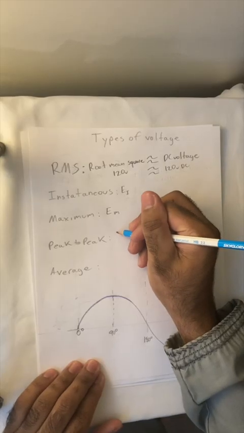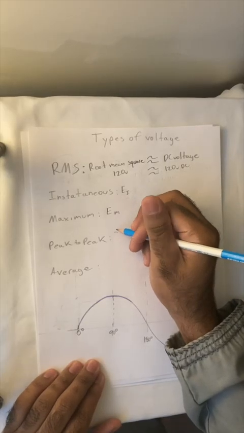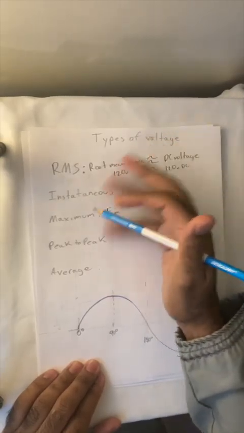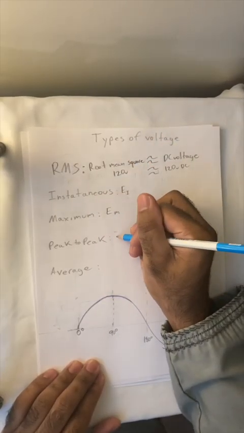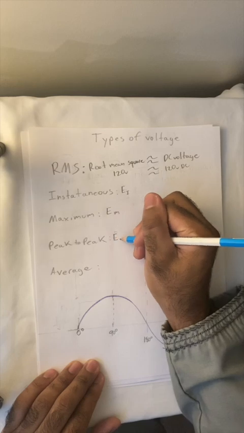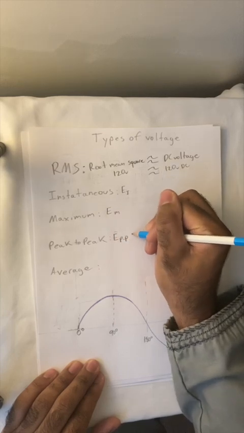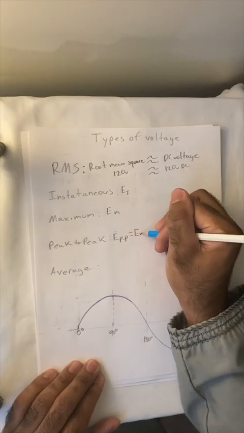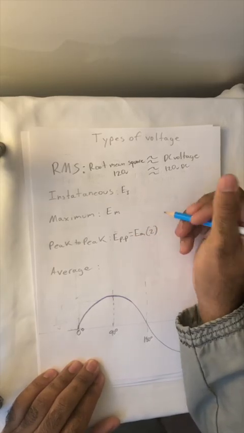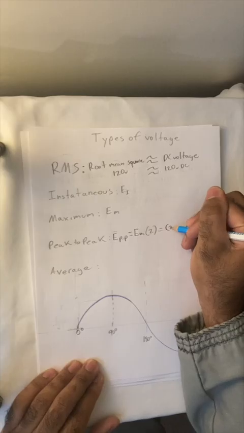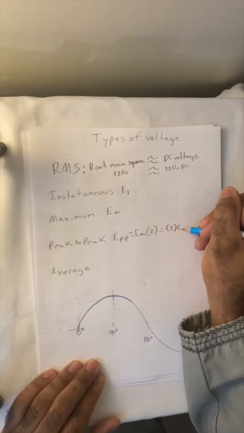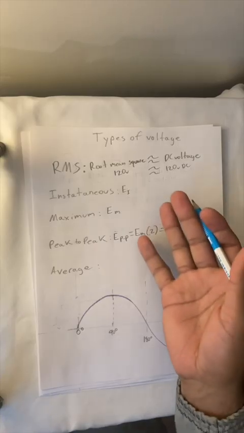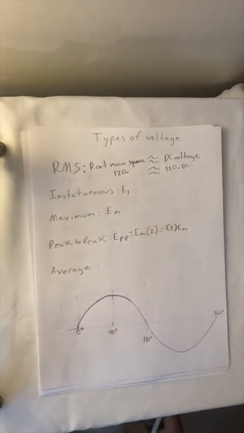So therefore we have peak to peak voltage equals EM times 2, or twice the E maximum. That would be the peak to peak, or the peak voltage, if you will, twice the peak voltage.